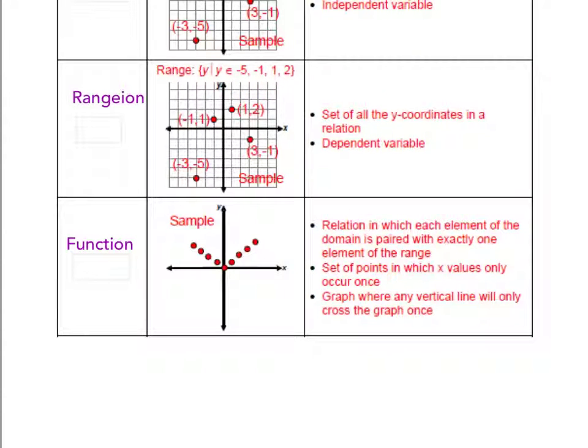And down below, we have function. A function is a relation in which each element of the domain is paired with exactly one element of the range. Basically, if you have an x value, you need to have a y value that matches up with it. And remember, if it's a function, your x values cannot repeat, and that's what's being stated here.